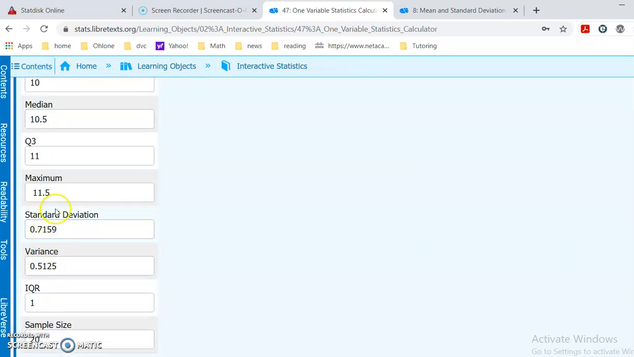So these two numbers change. And if you manually square 0.7159, you'll see it is 0.5125. The variance is actually the square of the standard deviation.